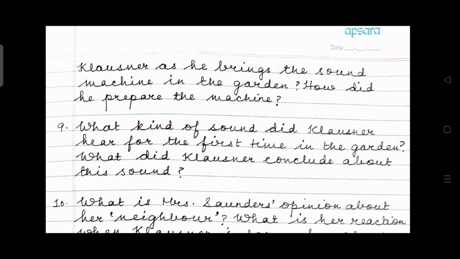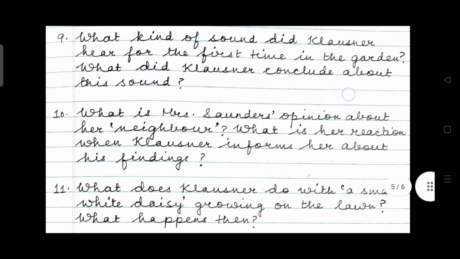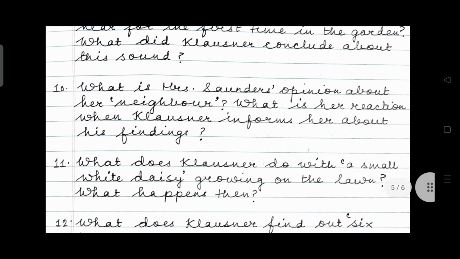Page number 105. Question 10 now. What is Mrs. Saunders' opinion about her neighbor? Mrs. Saunders thought that Klosner was a rather peculiar person. Now it seemed that he had gone completely crazy, but he was not harmless after all. What is her reaction when Klosner informs her about his findings? Yes, she runs away from the garden to her house.